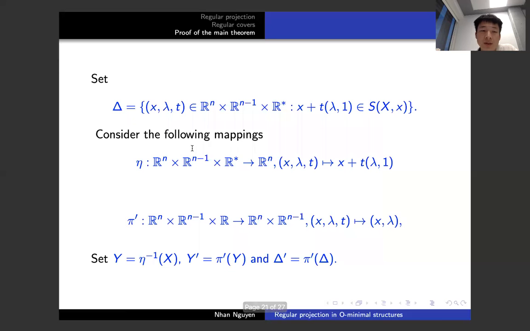So we denote by Delta the set of (x, lambda, t) in R^n times R^(n-1) times R such that x plus t lambda 1 is contained in the bad set. And we also consider two maps. The first one, eta, takes (x, lambda, t) to x plus t lambda 1. And the second one is the projection for getting the t coordinate. And we take Y to be the pre-image of X under the map eta, and Y prime and Delta prime are the images of Y and Delta under the projection.